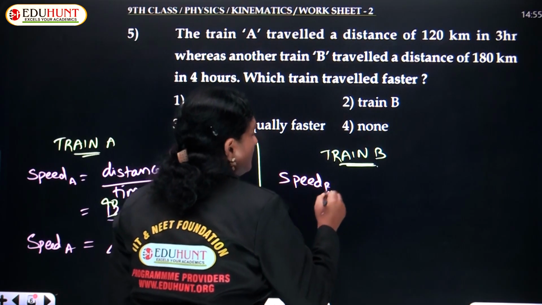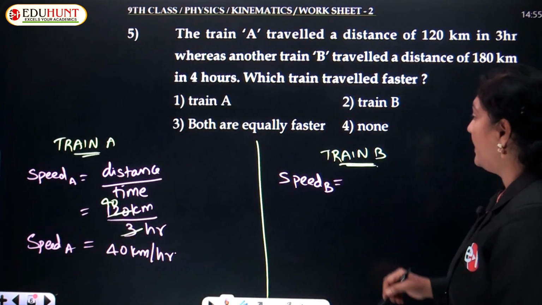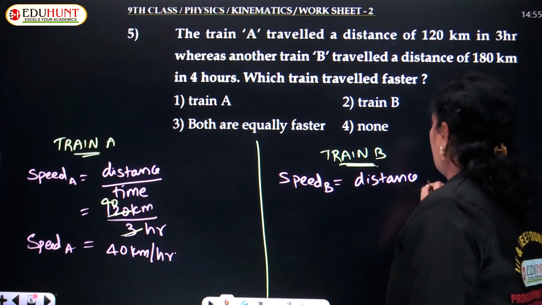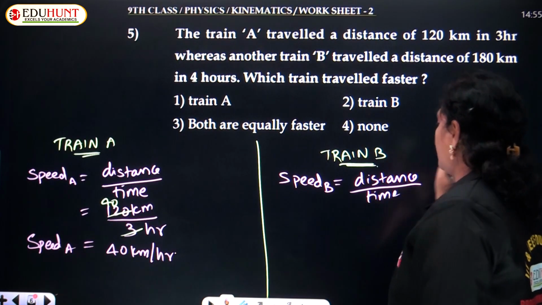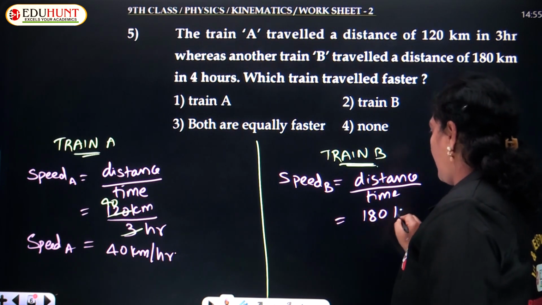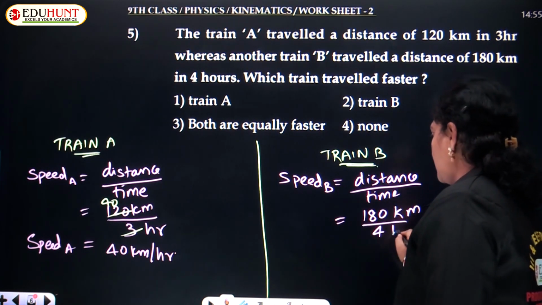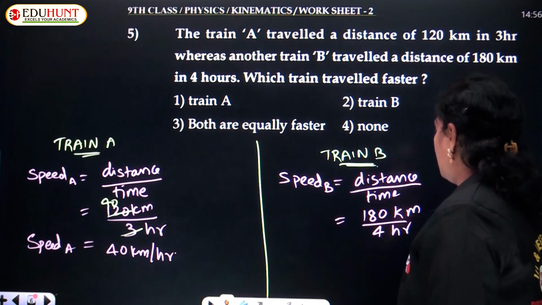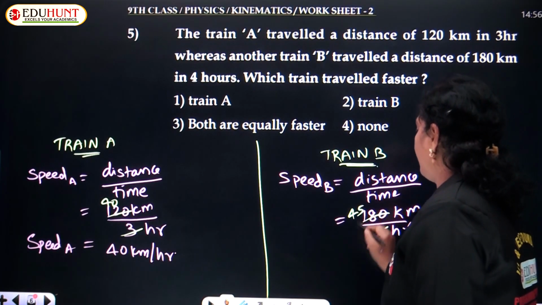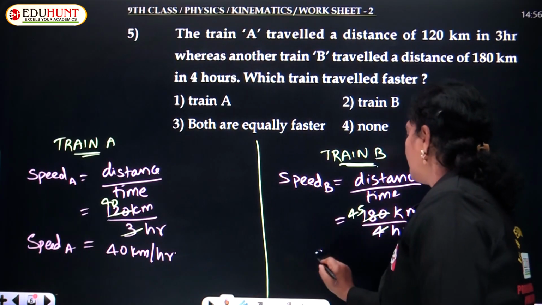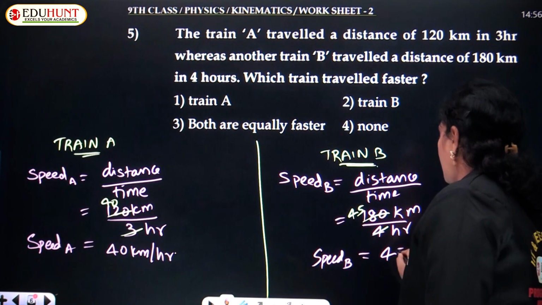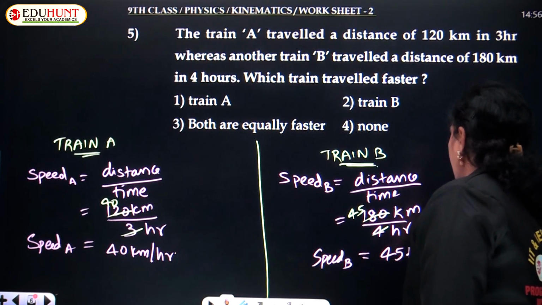Similarly, if you find the speed of train B, again distance by time, distance traveled by train B to the time taken. How much distance has it covered? 180 kilometers in how many hours? 4 hours. If you simplify this further, 4 goes 45 times, and the speed of train B is found to be 45 kilometers per hour.